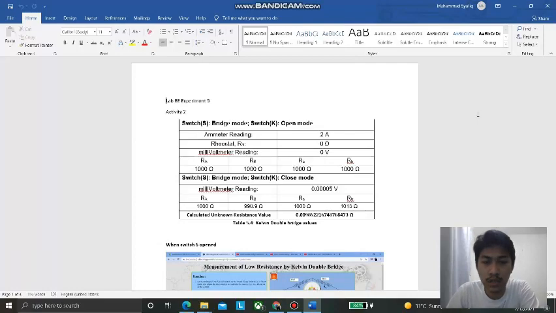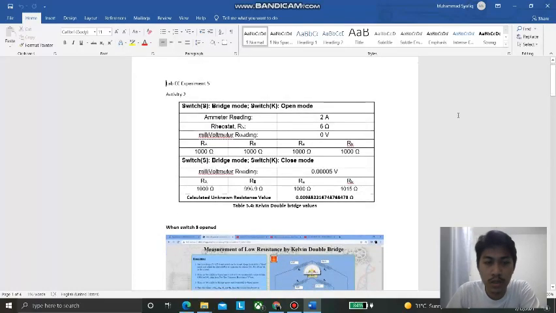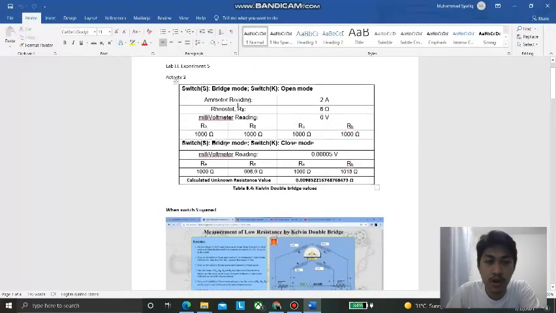So in this activity 2, we have two experiments, and each of the experiments has two processes. For process 1, we have switch S in the bridge mode and switch K in the open mode. And the second process is the switch S in the bridge mode and the switch K in the closed mode.